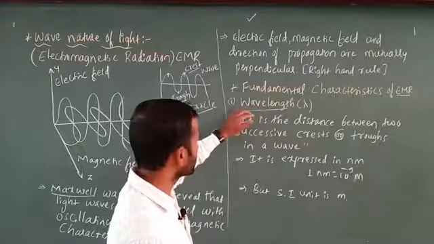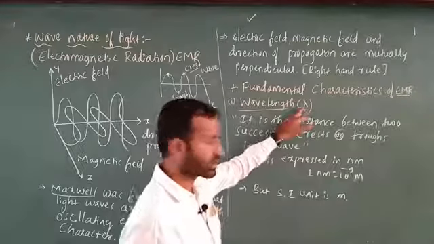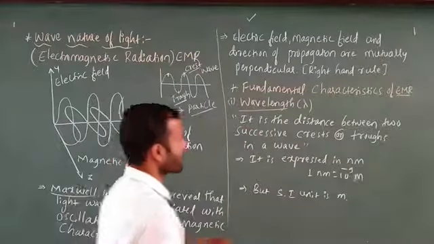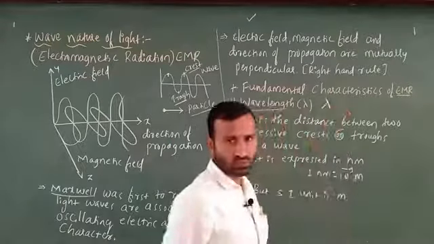The first point is wavelength. The wavelength is represented by lambda. How do we write it? This is the lambda. Here, like this. This one is lambda.